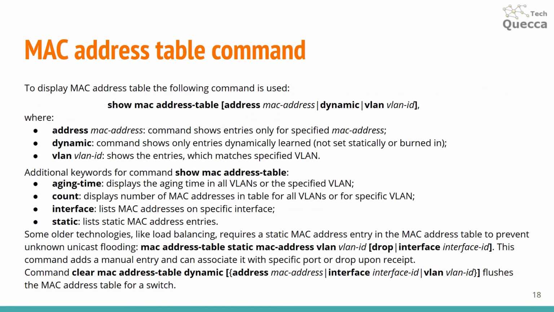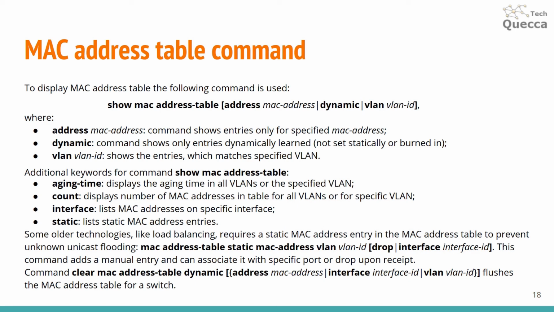MAC address table command. To display the MAC address table, the following command is used. This command is show mac address-table. Then we have three options. Address with a MAC address. This option shows entries only for the specified MAC address. Dynamic. This option shows only entries dynamically learned. And then vlan with a VLAN ID shows entries which match the specified VLAN.